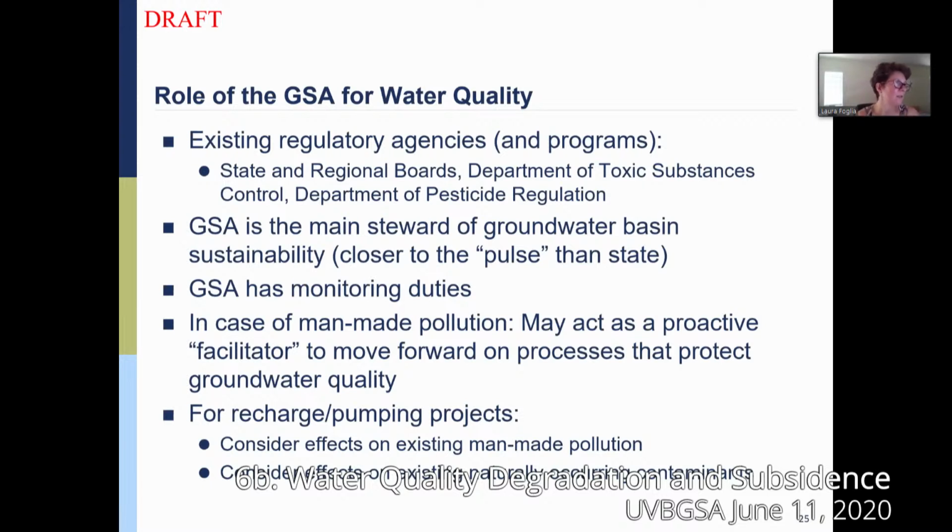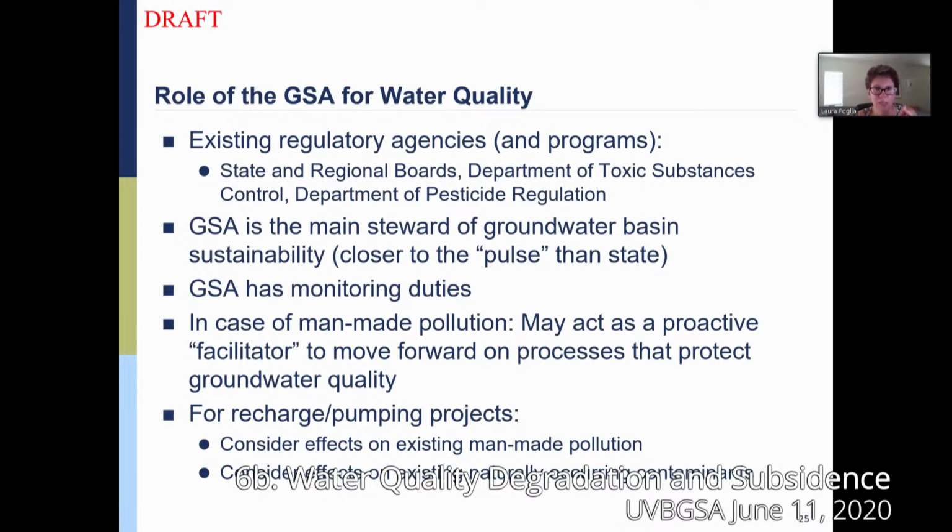So the existing regulatory agencies and programs for water quality are, for example, state and regional boards, Department of Toxic Substances Control, Department of Pesticide Regulation. So the GSA is not going to supersede any of the existing bodies working on water quality. What we can see as the role for the GSA is that the GSA will really be the main steward of groundwater basin sustainability for groundwater quality in this specific sustainable criteria. What does this mean? That in our monitoring network, we will have to include what we think is going to demonstrate that the basin is sustainable.